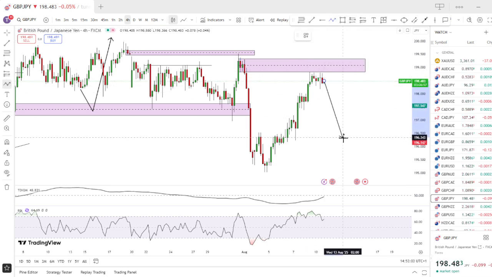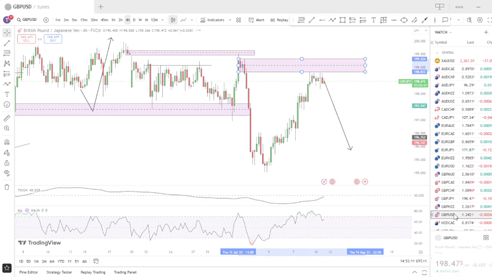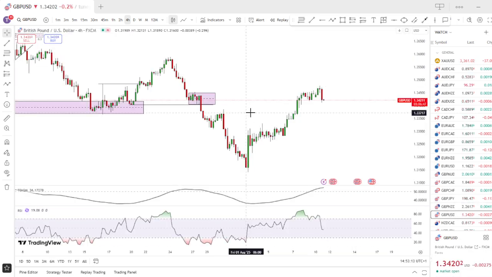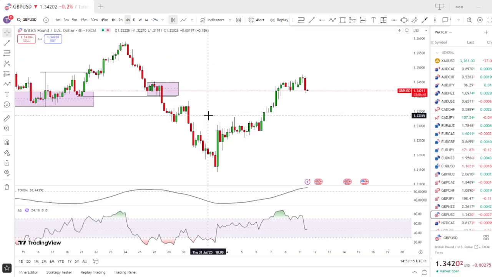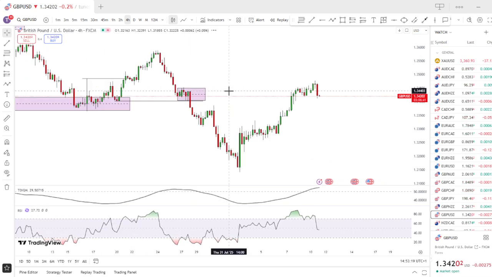So sell POI, basically we're already inside it. 199.324 and 198.833. Those are the coordinates for the sell POI on GBP JPY. All right, without taking too much time again, let's quickly look at GBP USD.